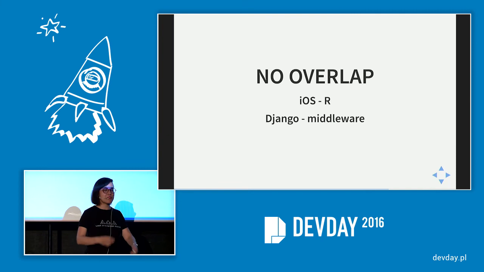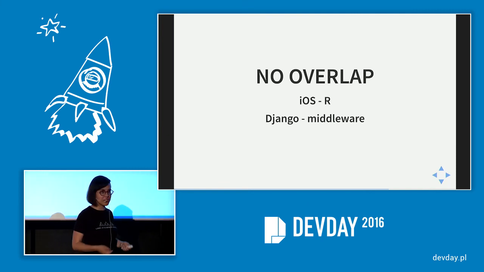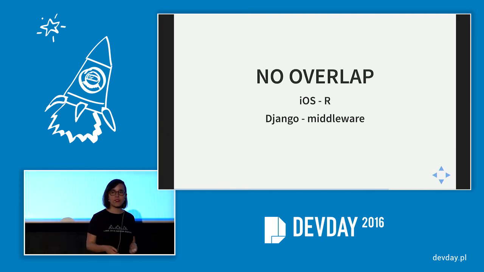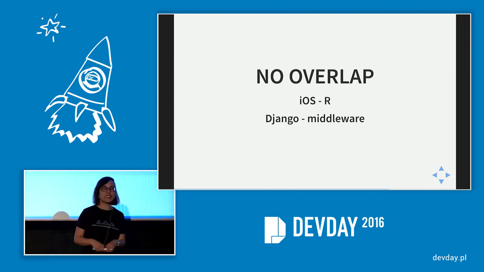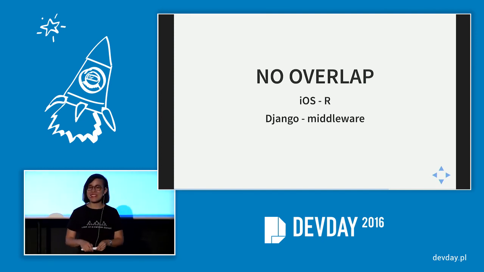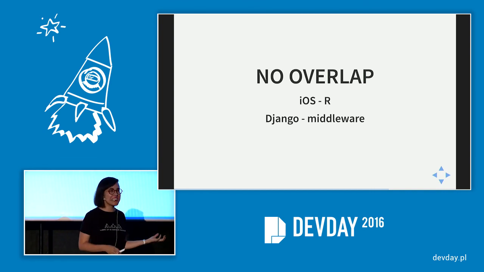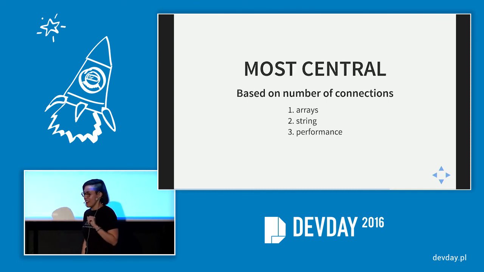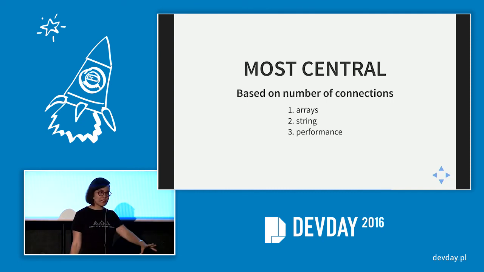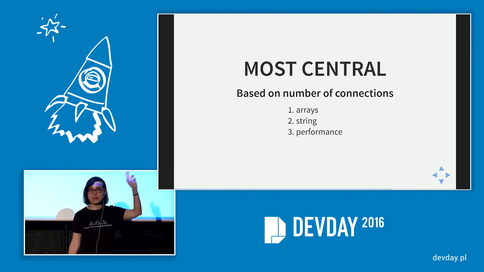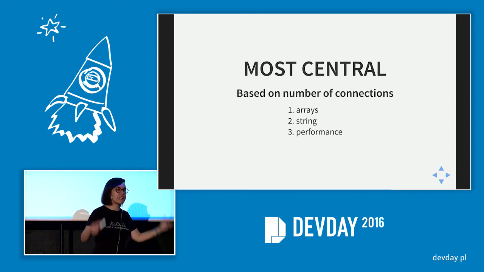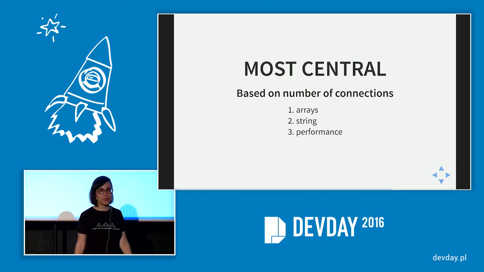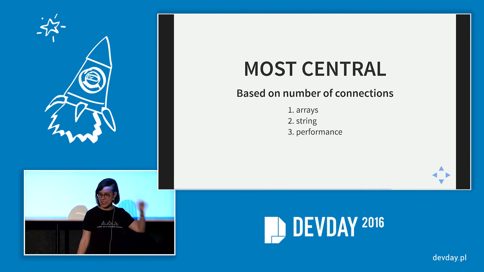So if someone is looking for a statistician to write an app for an iPhone, you have no chance. You'll have to hire two people. And the same thing for Django and middleware, which also makes sense because these things are very, very different. And then I looked at the things that are most central in the network, and it also makes sense because these are arrays, strings, and performance. These are things that everyone is involved with. Everyone does some arrays, strings, and performance optimization.